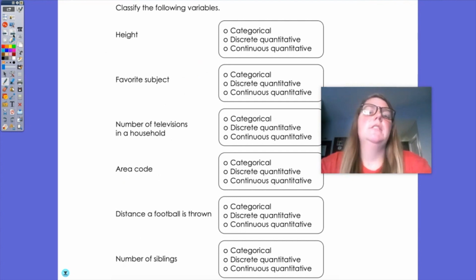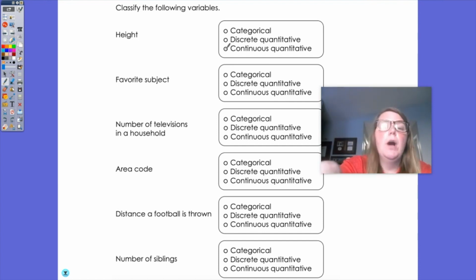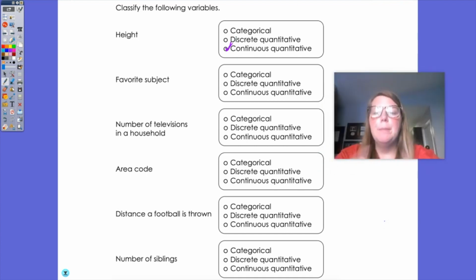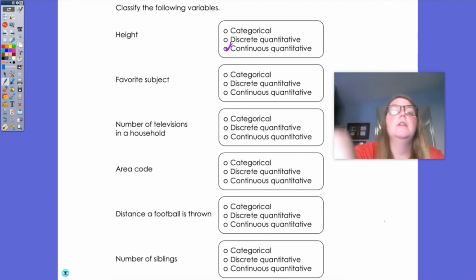So here's some examples, and we want to classify them as either categorical, discrete quantitative, or continuous quantitative. So if you're talking about height, there are so many different heights that you could be. Not everybody is like 5'6", 5'7", 5'8". You could be 5'6" and a half, 5'6" and a quarter, 5'6" and an eighth. So we're going to qualify that as continuous quantitative because it would be more helpful if we separated that into intervals. Favorite subject. So those aren't numbers. Favorite subject would be math, science, social studies, language arts, art, PE, chorus, and so on. So we're going to consider that categorical.